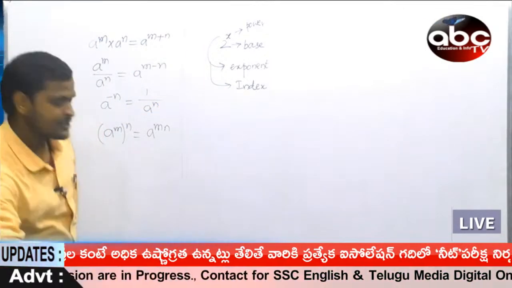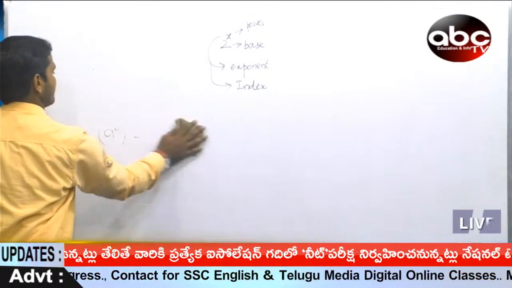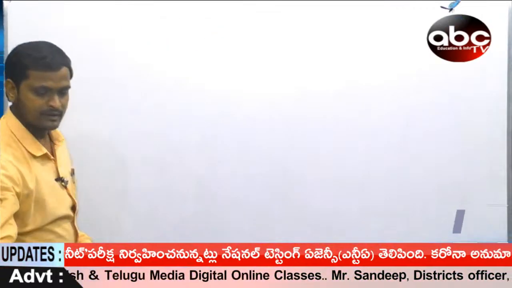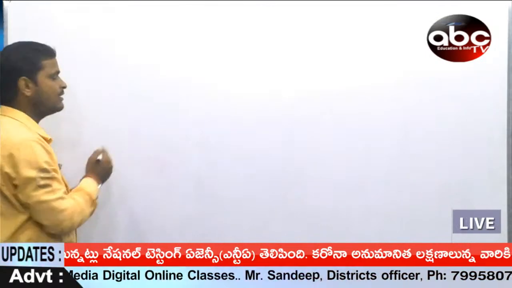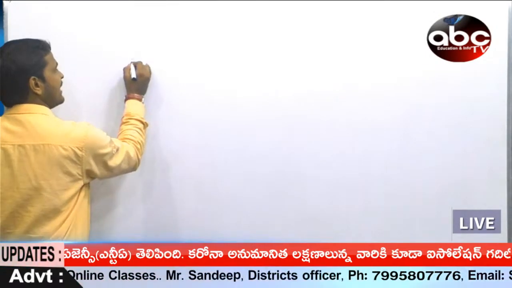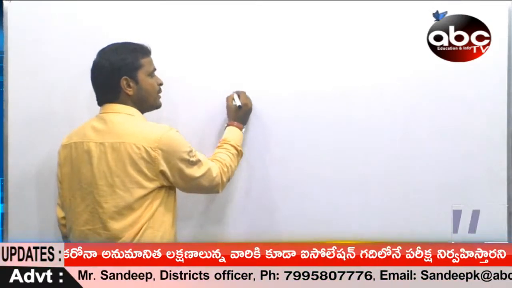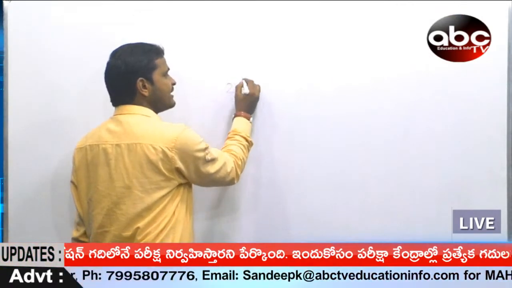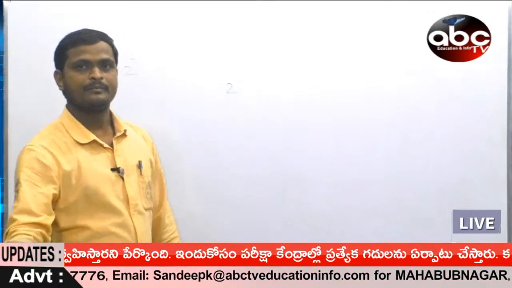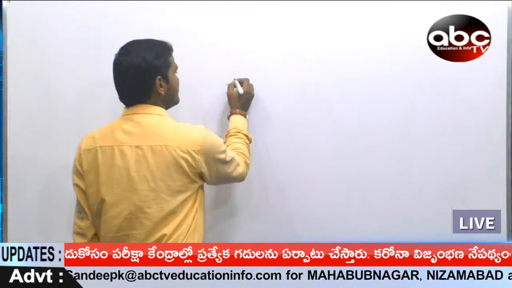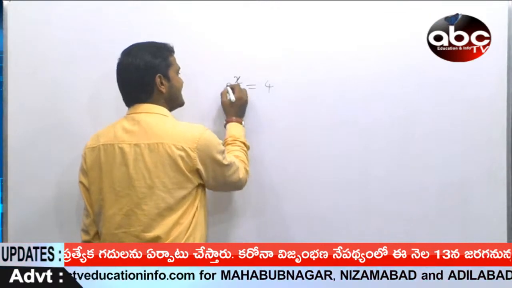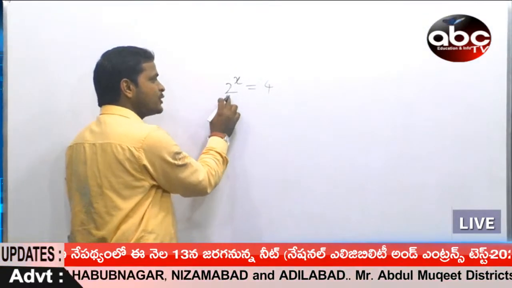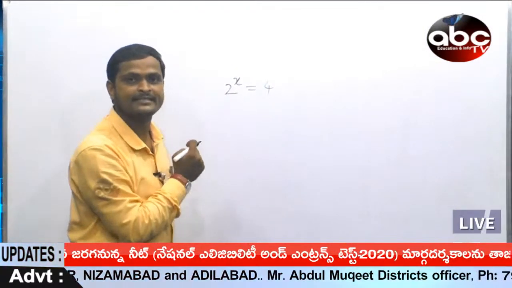Now, see students, suppose for example, 2 power x is equal to 4. Then what is the value of x here? Students, observe here, 2 power x is equal to 4. What is the value of x here?